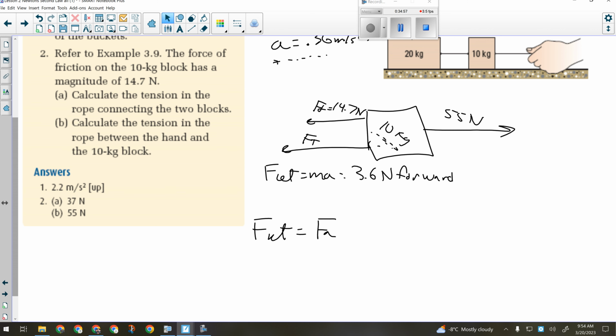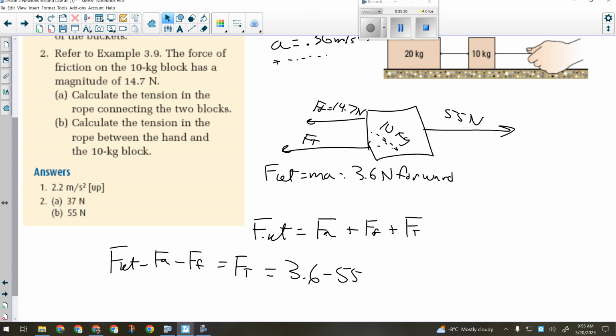Okay, so it equals the applied force plus the force of friction plus the tension in the rope between them. I know this number, I know this number, and I know this number. So I'm going to bring those two numbers over. I'm going to have F net minus the applied force minus the force of friction equals the tension. So that's going to be 3.6, that one's positive because it's forwards, minus 55, also positive because it's forwards, minus negative 14.7 because friction is backwards. I just did the vector sum of all forces part here, yes?